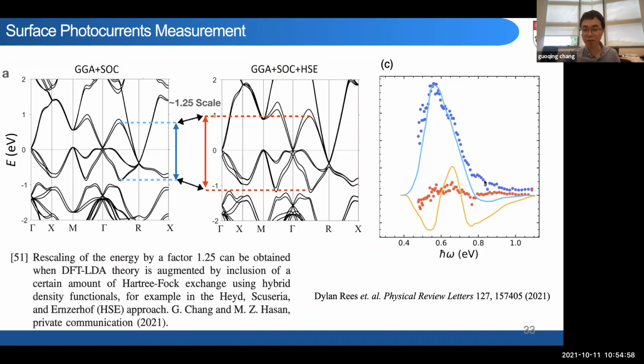The peak position for this x direction photocurrent matches well. Also, the peak position for this y direction photocurrent. You can see this is the top of the peak, and this is the bottom of the minimum peak in the opposite direction. So this seems to tell us that for the real band structure of the material in the future, we need to consider the HSE effect.